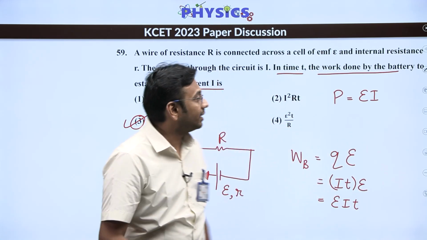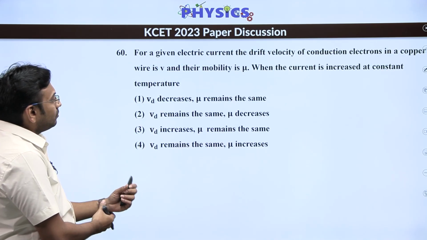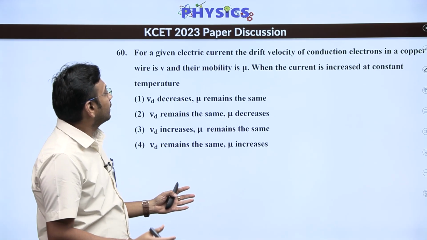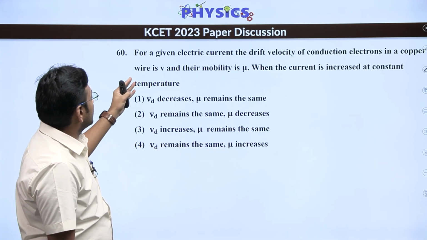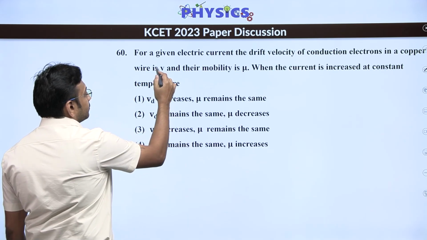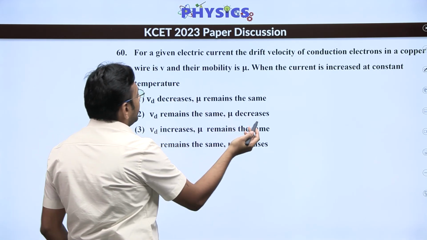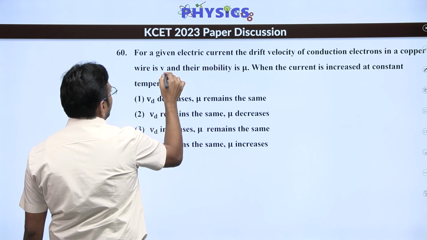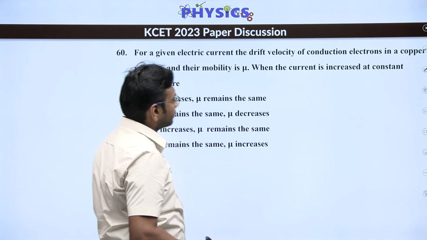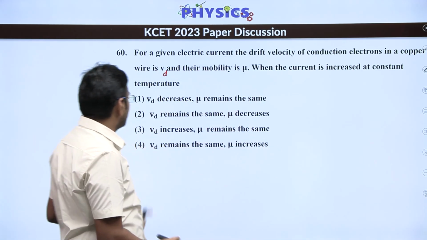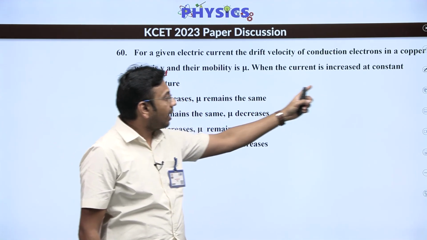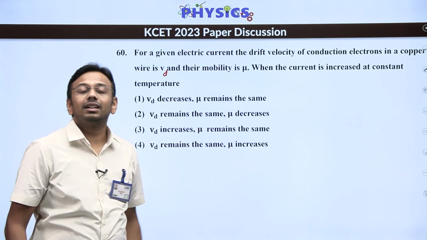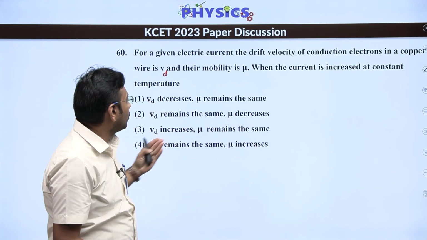Alright. Let us take the next and the last question. For a given electric current, the drift velocity of conduction electrons in a copper wire is V, okay, and their mobility is mu. So, this is Vd as per the question in the exam. In options also we can see Vd is given, mobility is mu. When the current is increased at constant temperature, then we have to tell what happens.